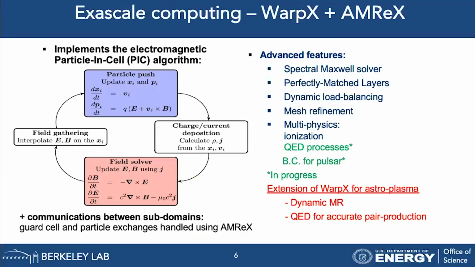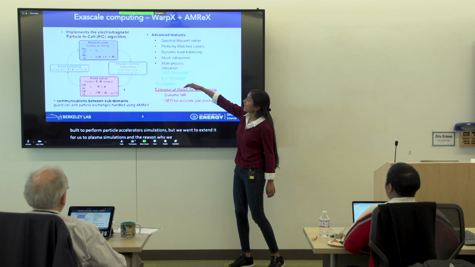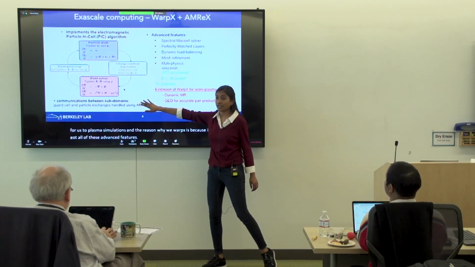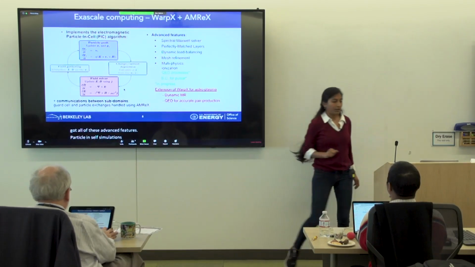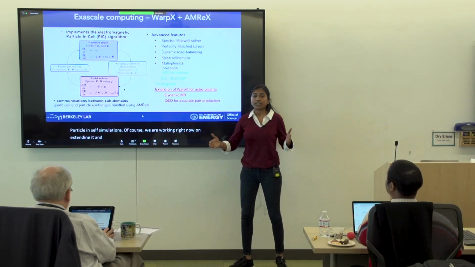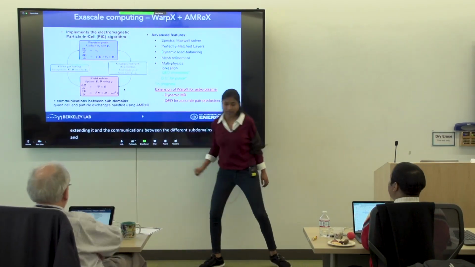WARP-X is an electromagnetic particle-in-cell code that's been primarily built to perform particle accelerator simulations. But we want to extend it for astroplasma simulations. The reason we like WARP-X is that it's got all of these advanced features to perform particle-in-cell simulations. Of course, we are working right now on extending it, and the communications between the different subdomains and the AMR aspect is handled by AMR-X.